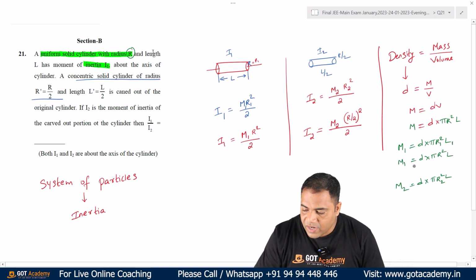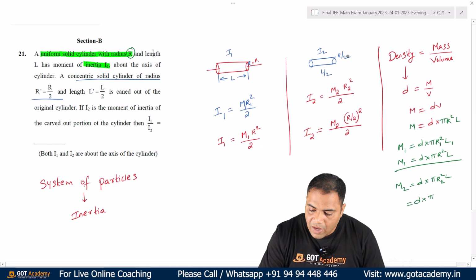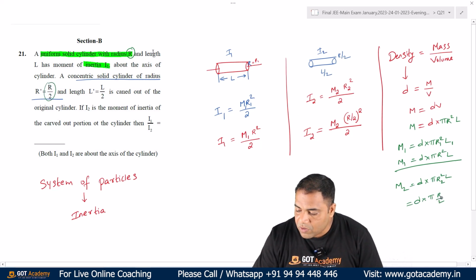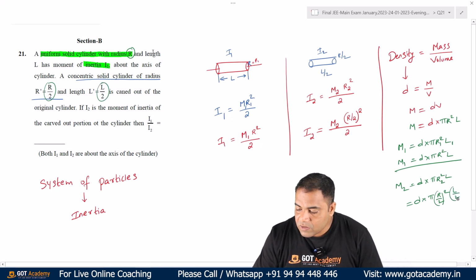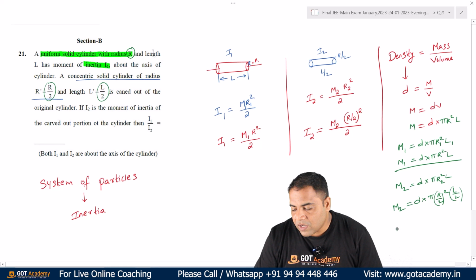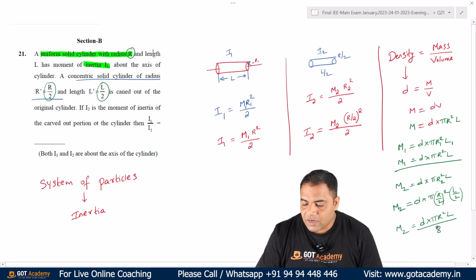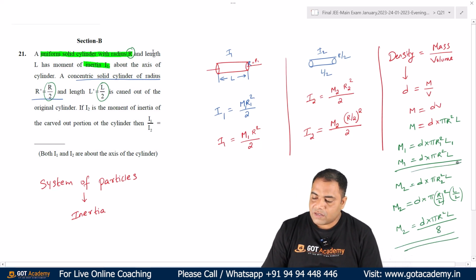So, I got this m1 here, right? Now, coming to m2, density into pi into r2 square. So, r2 is nothing but r by 2, r by 2 whole square, where length is L by 2. So, like this I got m2. So m2 is equal to d into pi r square L by 8. Here 4 into 2, that is 8. Like this I got m1 and m2 answers.